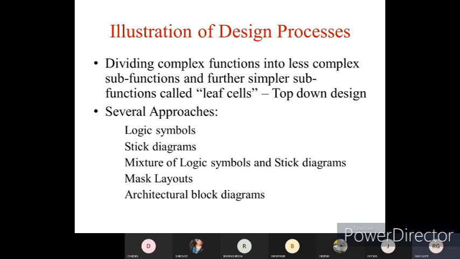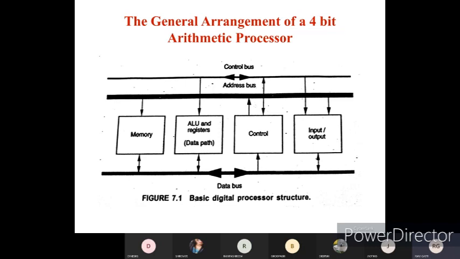We have gone through several different versions of the stick diagram. It may be an SRAM, a D flip flop, or a T flip flop. So there are different stick diagrams we can implement with this design process. The next one is the mixture of logic symbols and the stick diagram. If you mix these symbols with the stick diagram, we can generate the mask layout. This mask layout we can take to production, so that we can design the actual architecture block of the system. You can see this is the general 4-bit design process for an adder.